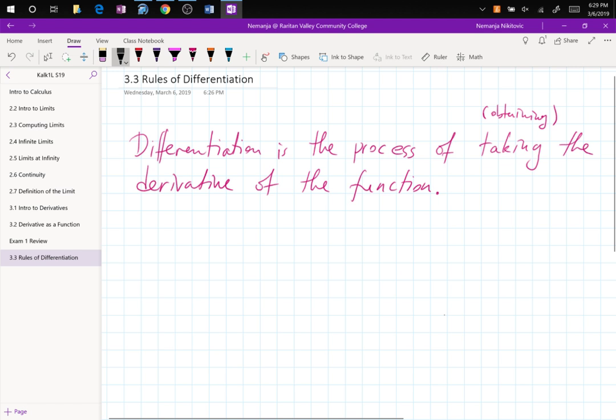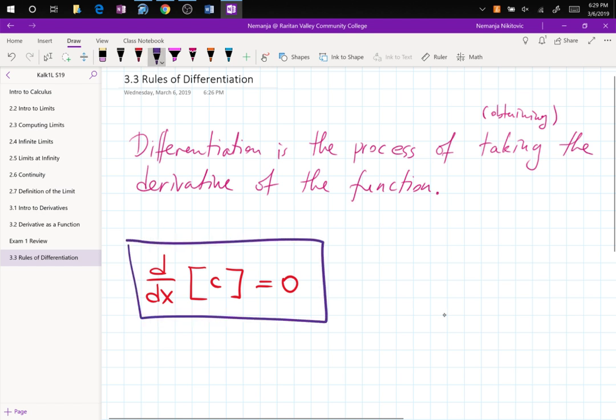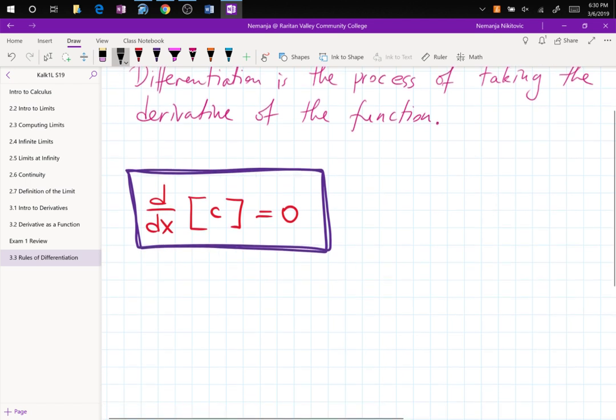First formula is derivative of a constant is 0. Right? So the derivative with respect to x of a constant is 0. This is the first formula that you memorize. So we can talk about it, why this is true. Why is the derivative of a constant 0?